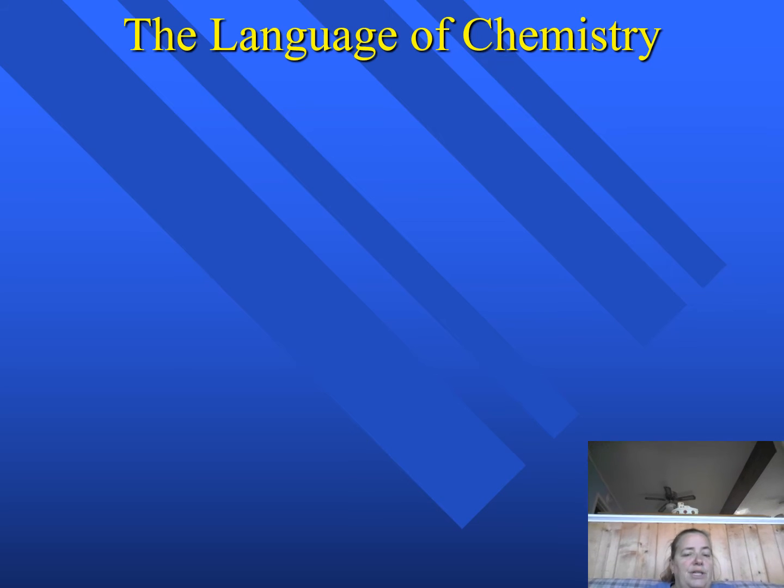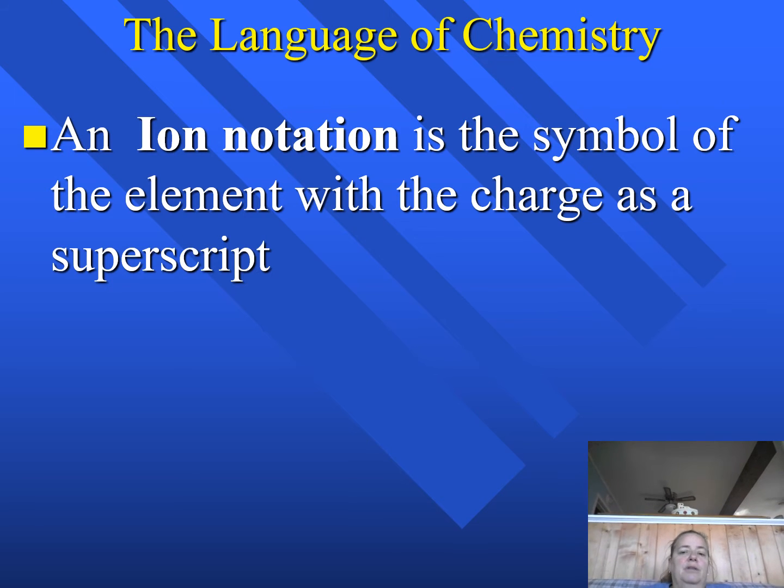So the sheet of stuff that we memorized had what's called ion notation on it. That's basically just the symbol with the charge attached to it. So an ion notation is a symbol and the charge that goes with it. And the charge is written as a superscript, so it goes up above, like an exponent.